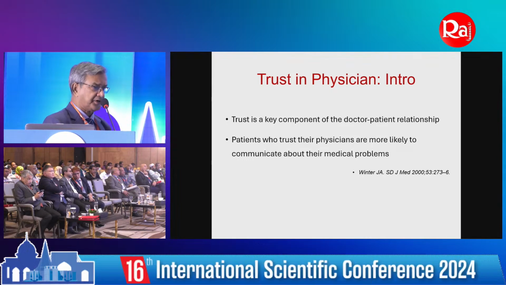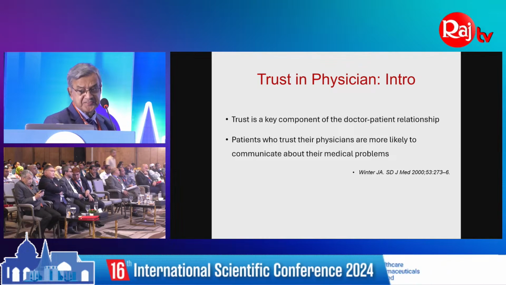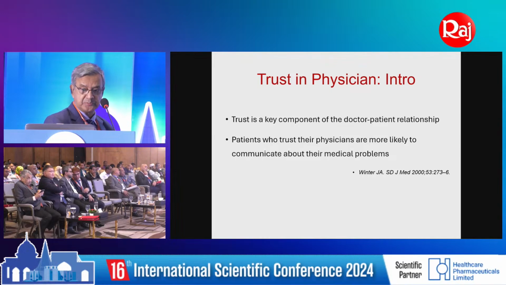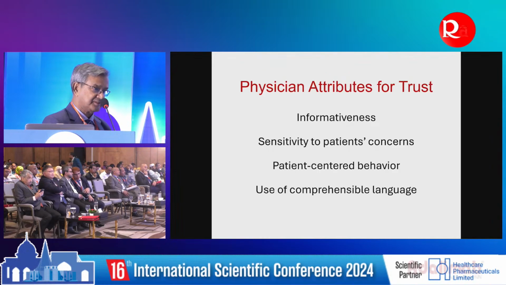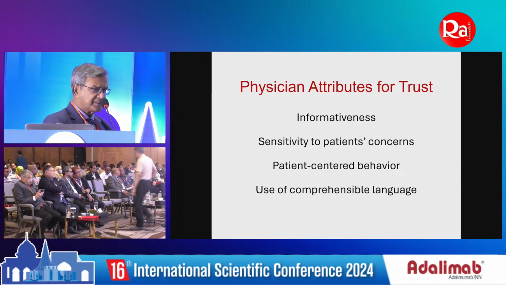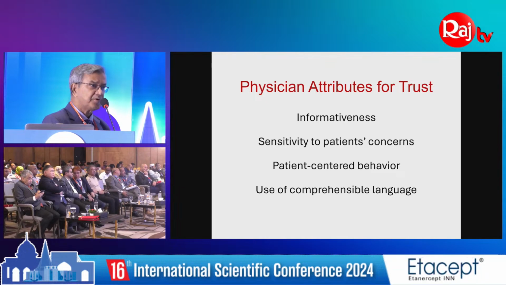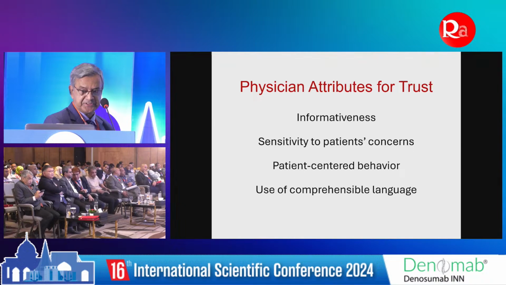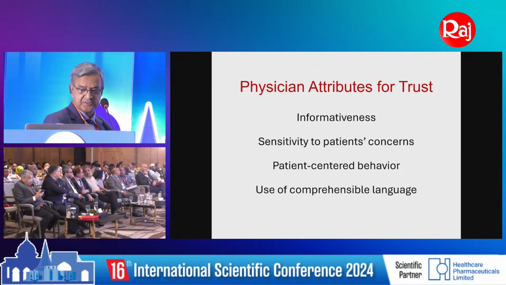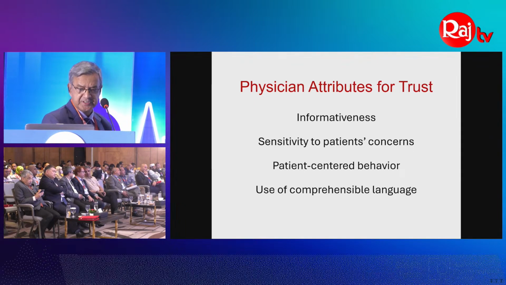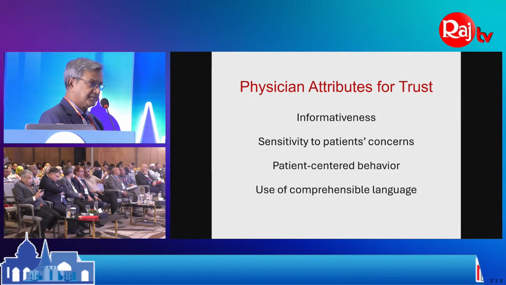Trust is the key component of the doctor-patient relationship. Patients who trust their physicians are more likely to communicate about their medical problems. What is the physician's attribute for trust? The informativeness. The physician must provide information to the patient, sensitivity to patient's concern, patient-centered behavior, and use of comprehensible language.